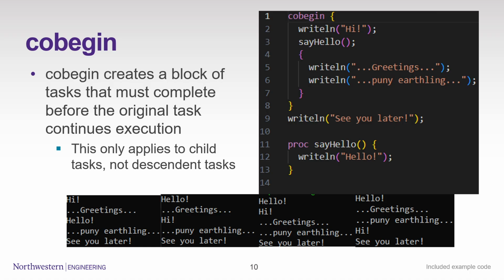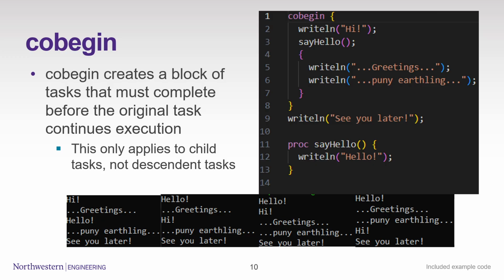Cobegin is similar to begin, but it creates a block of tasks that must complete before the original task continues execution. In the code to the right, you can see a cobegin block with the line writeln hi, calling the function sayHello, and then two more writelns. And then after the cobegin block, you can see writeln see you later.